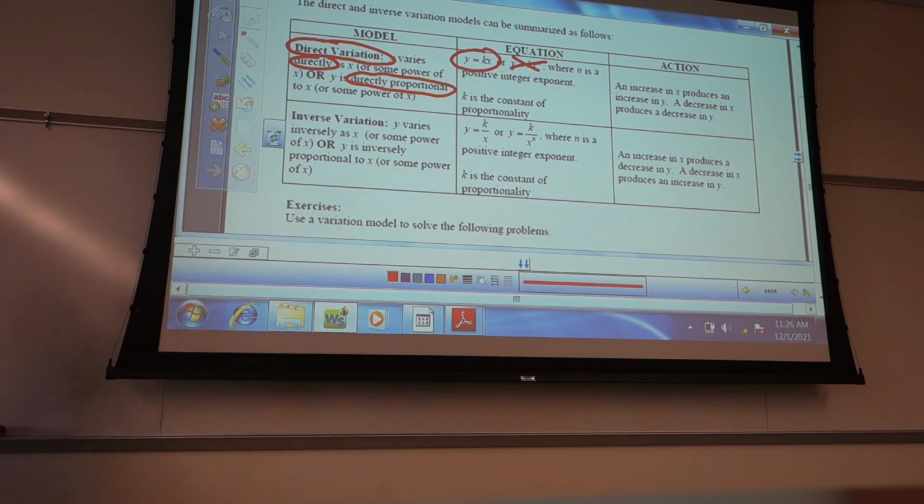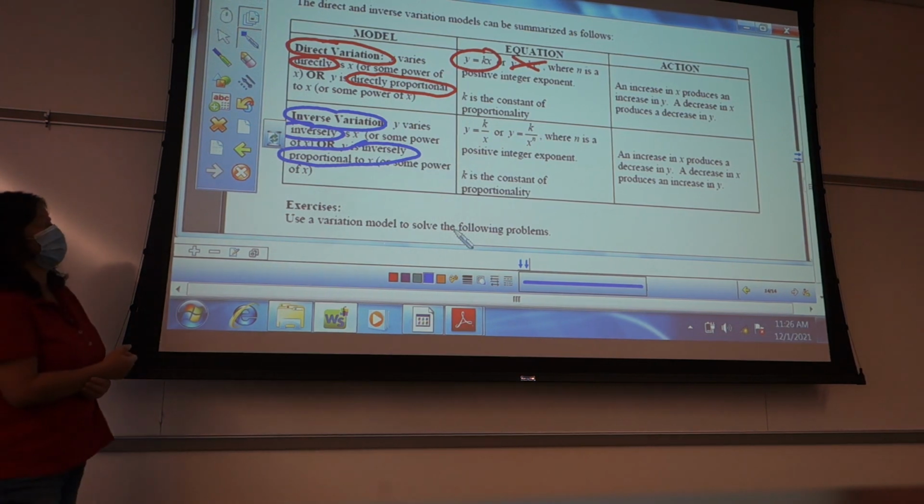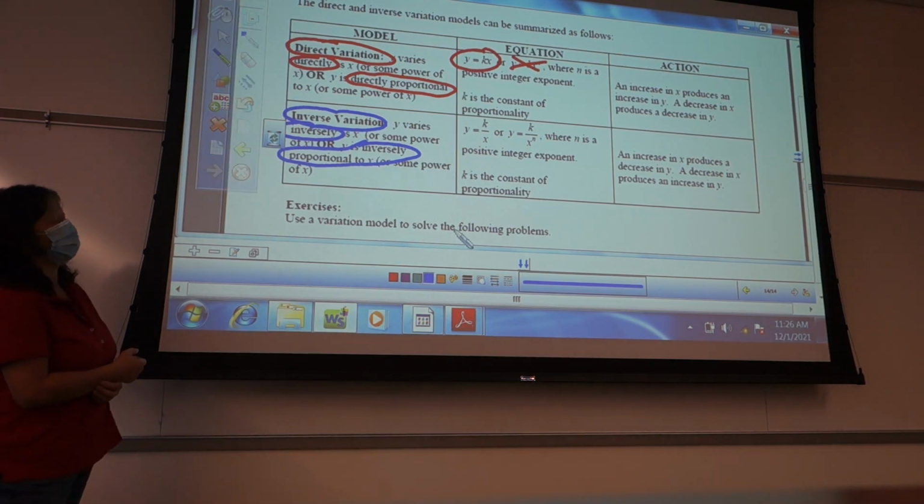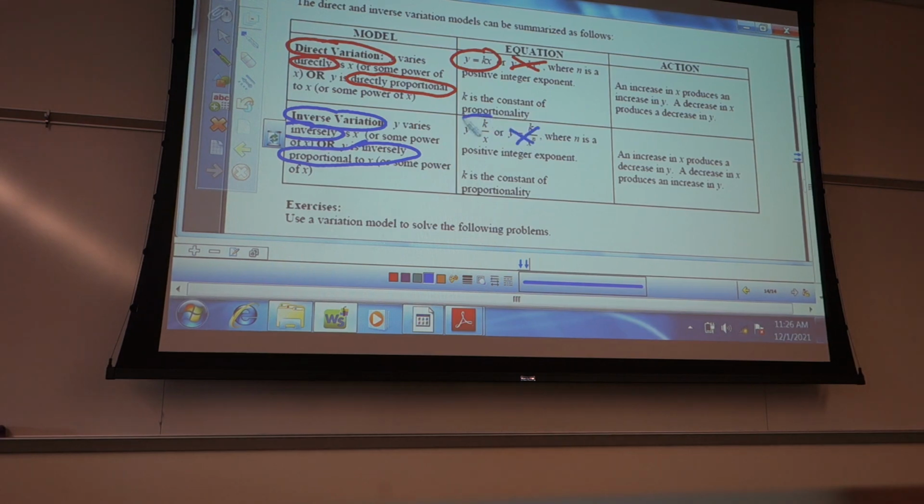The other one is inverse variation. It varies inversely. How do you know it's inverse variation? It will say inverse variation, or it'll say varies inversely, or inversely proportional. It will have inverse in there somewhere, and the word either variation or varies or proportional. Again, we're not going to use this one here. We're just going to use this one. Y equals k over x.